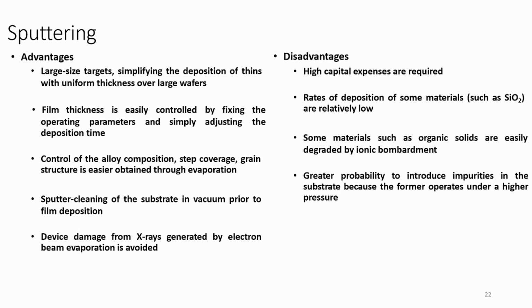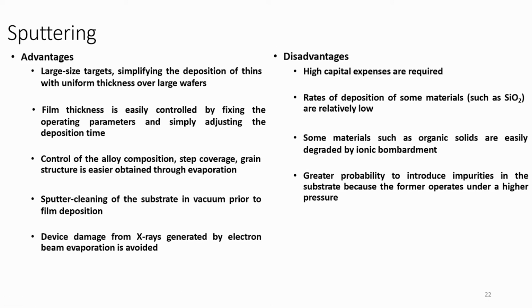Sputter cleaning of the substrate in vacuum prior to film deposition is also possible. This is very important because if you want to clean the system before deposition, it is very easy to use sputtering compared to e-beam and thermal evaporation. Finally, device damage from X-rays generated by e-beam is avoided. In the case of e-beam, the secondary byproducts are X-rays, which will cause damage when you create MOSFETs in particular and other transistors, and that is why device damage if you use sputtering would be minimal.